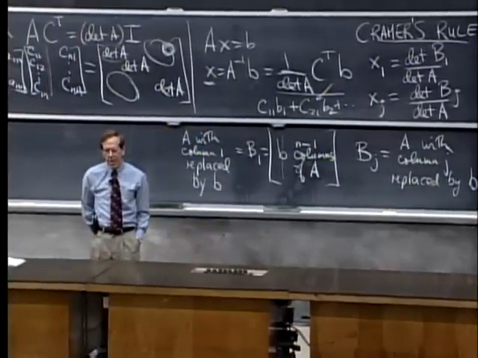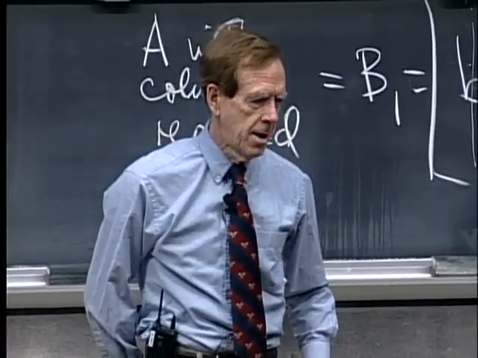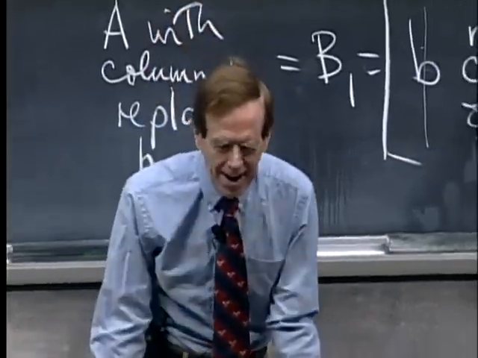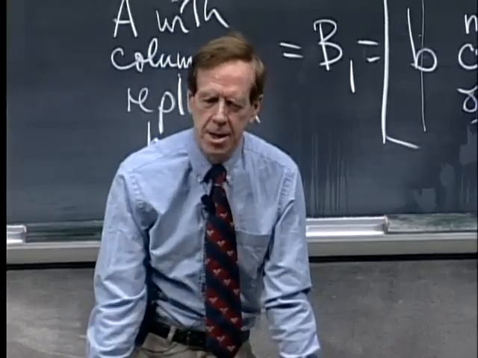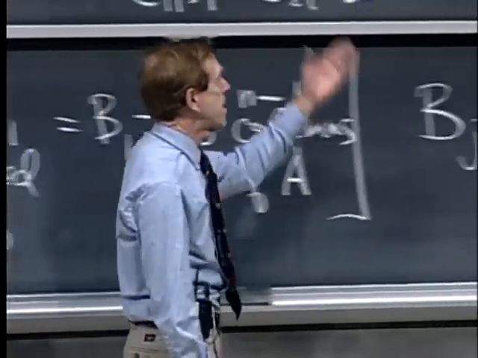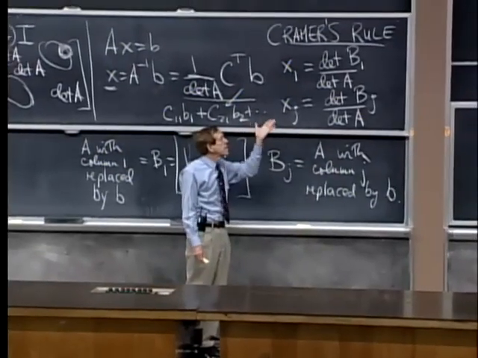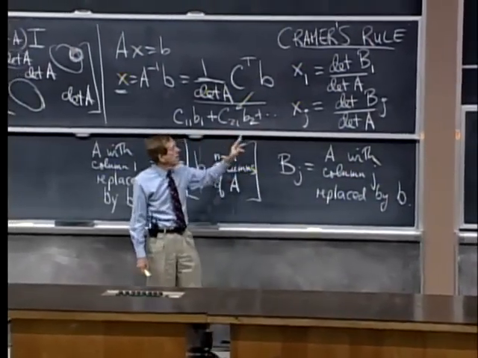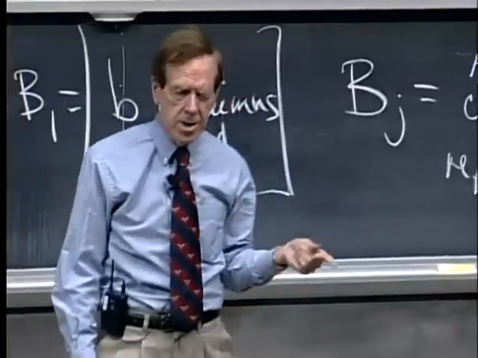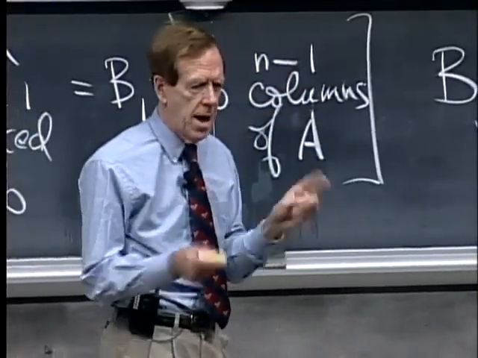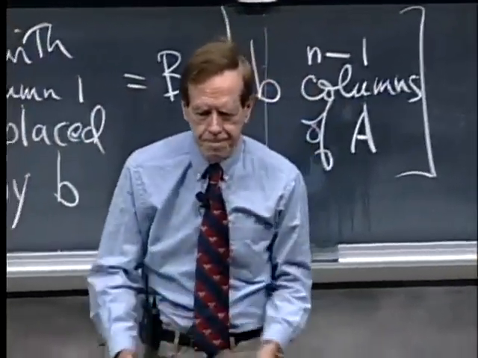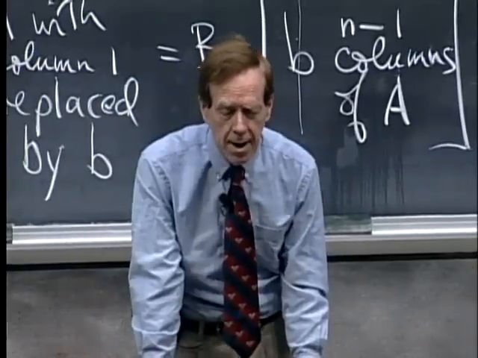Well, so Cramer found a rule. And we could ask him, okay, great, good work, Cramer. But is your rule any good in practice? So he says, well, you couldn't ask a better rule than mine, right? Because all you have to do is find the determinant of A and these other determinants. So I guess he just says, well, all you have to do is find n plus 1 determinants, the n B's and the A.